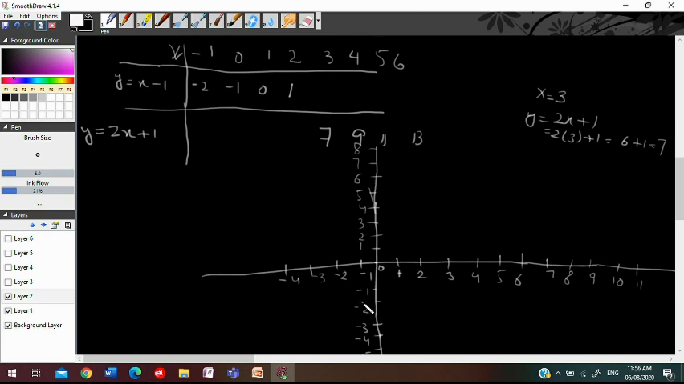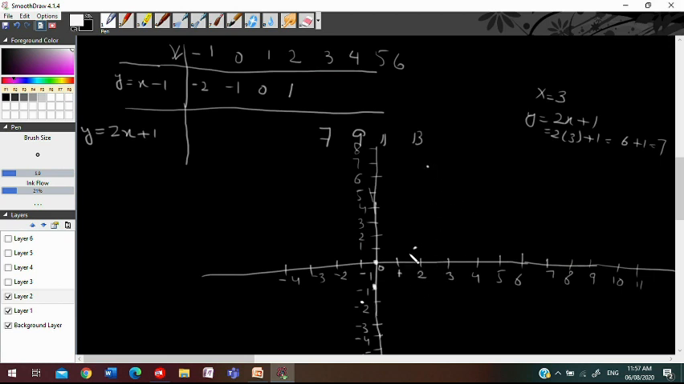So this is the first point. When x is 0, y is -1. When x is +1, y is 0. When x is 2, y is 1. And then when x is 3, y is 7.